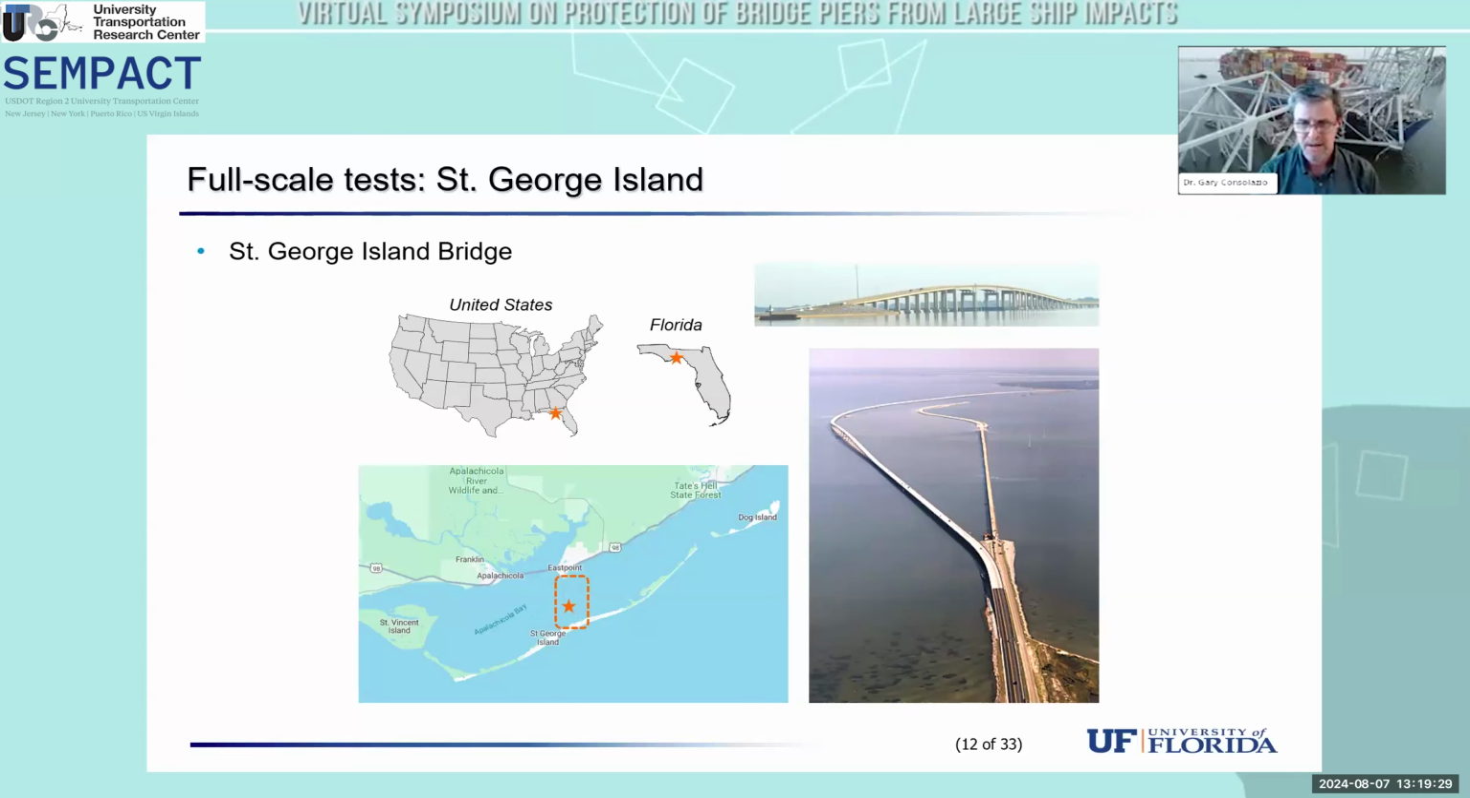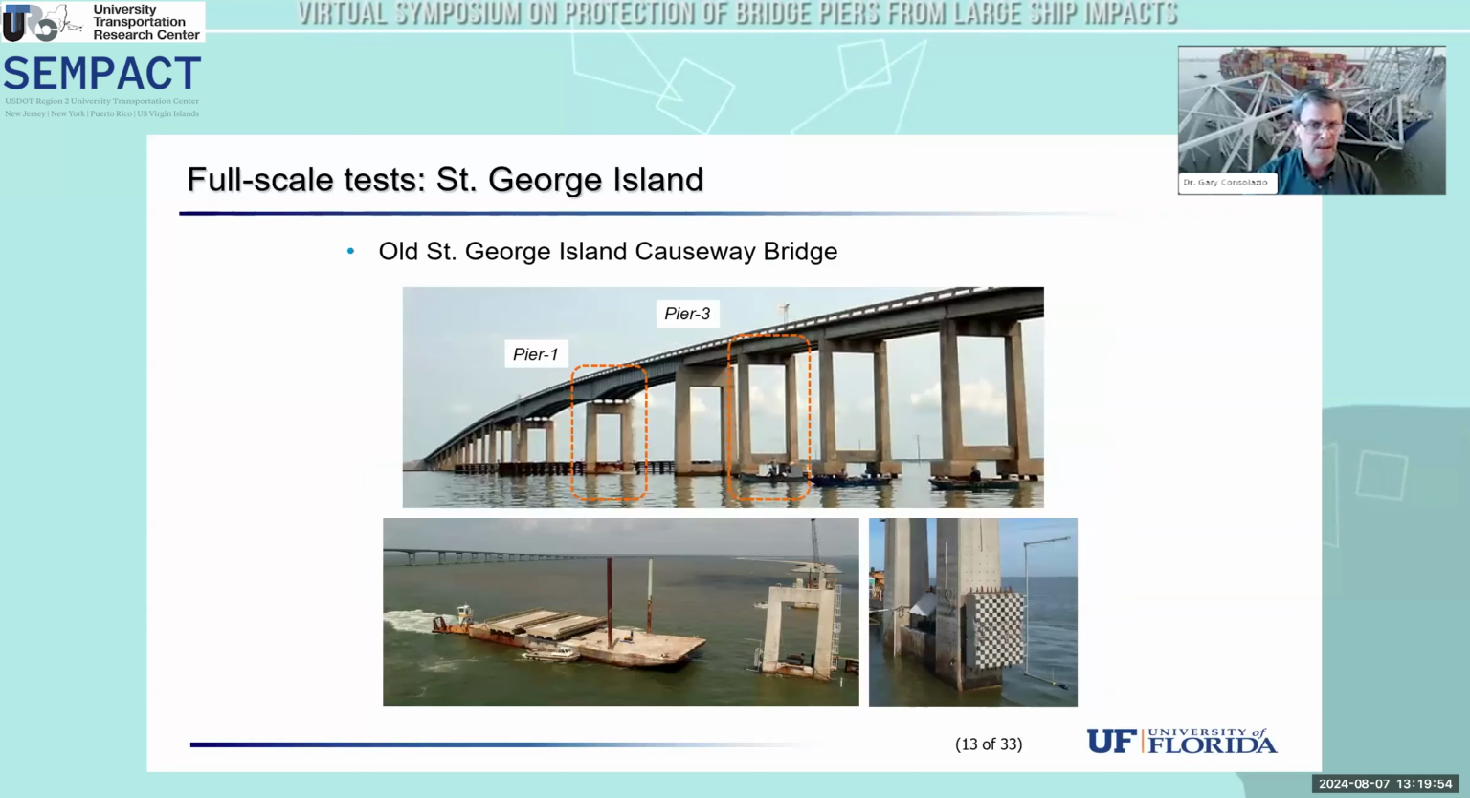A number of years ago, we conducted full-scale barge impact tests on the St. George Island Bridge. It's actually up in the northwestern part of our state, and it connects the mainland of Florida to St. George Island. It's about a 4-mile long bridge. A number of years ago, we had the opportunity to run full-scale tests on the old bridge once the new alignment and the new bridge had been open to traffic. So we did that. We tested 2 different piers in the structure. Pier 1, which was adjacent to the navigation channel, and then Pier 3, which was third from the navigation channel in terms of positioning.